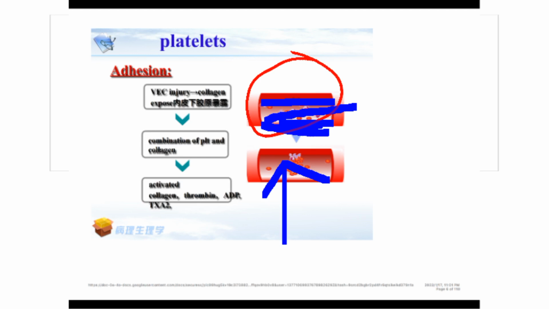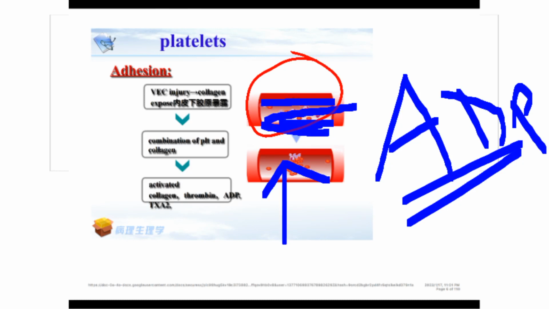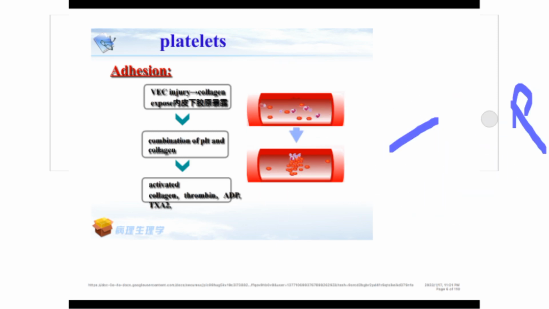The first platelet to come will activate the rest of the platelets by releasing a substance called ADP. This ADP will attract more and more platelets, so that this kind of clot can form. That's the primary hemostasis.